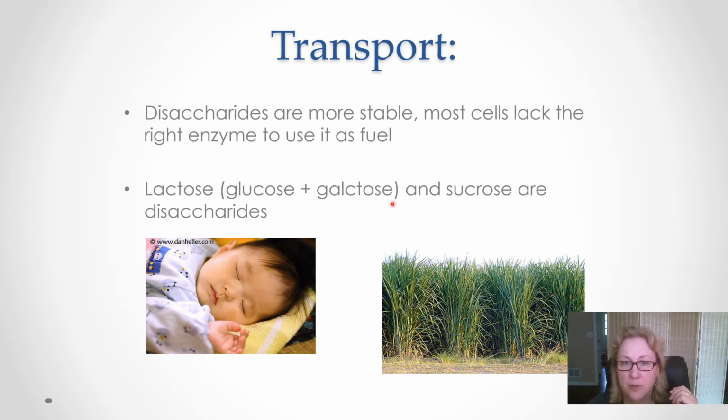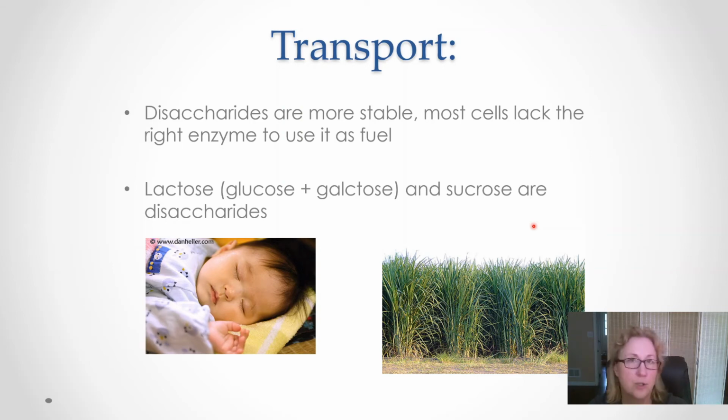And the same goes for milk sugar. Lactose is a disaccharide made of one glucose and one galactose. It's made by all mammals and put into the milk. Because it's a disaccharide, the mammary tissue that's storing the milk cannot use it for fuel. They cannot digest it. They don't have the right enzyme. So it stays in the milk and is not absorbed by the surrounding cells.